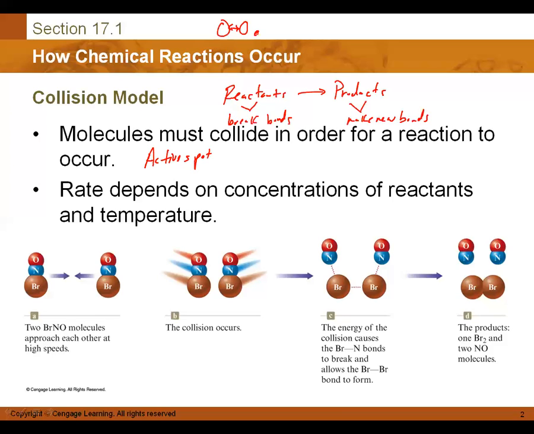The second important thing is when these things come together, they actually have to come together with the right amount of energy. So when they collide, they have to have that right amount of energy to allow them to start to break apart and make these new bonds. And the rate will depend on the concentrations of reactants and temperature.